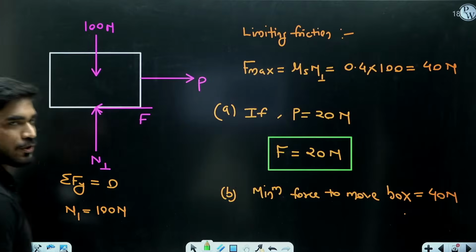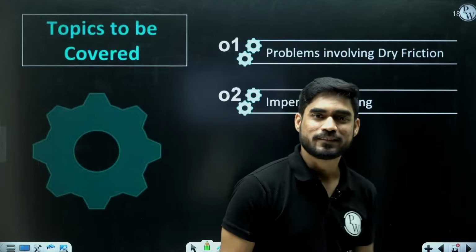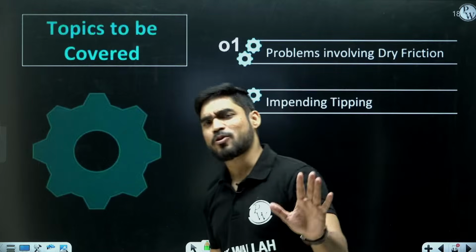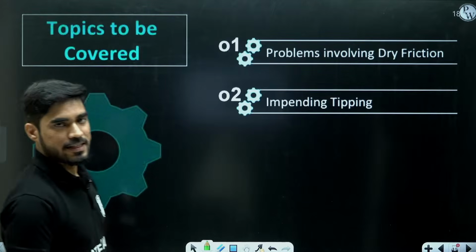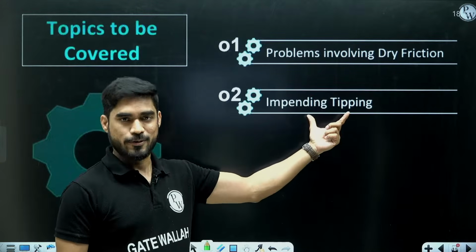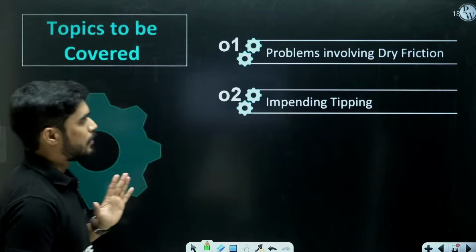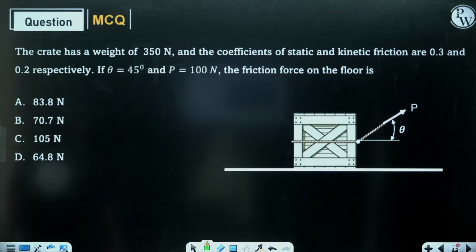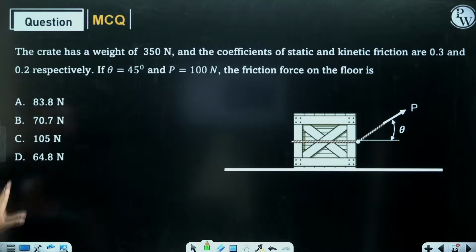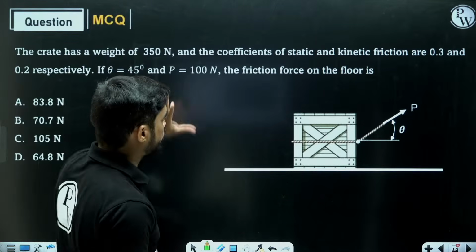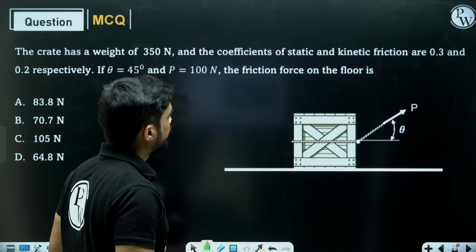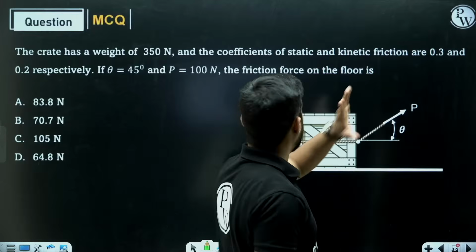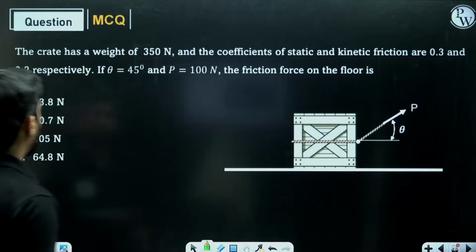Now let's move on to today's lecture. So we will be solving a lot more questions based on dry friction, and we will also see the concept of tipping. Okay. So let's start with the first question for today. This is an MCQ question, only one possible answer. The crate has a weight of 350 Newton, and the coefficients of static and kinetic friction are 0.3 and 0.2.